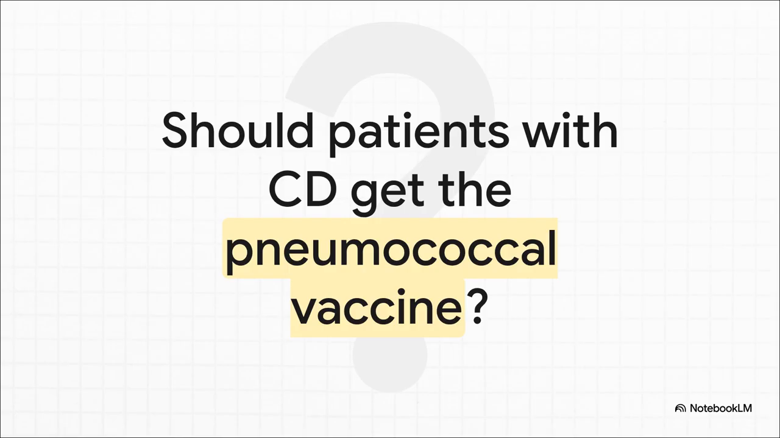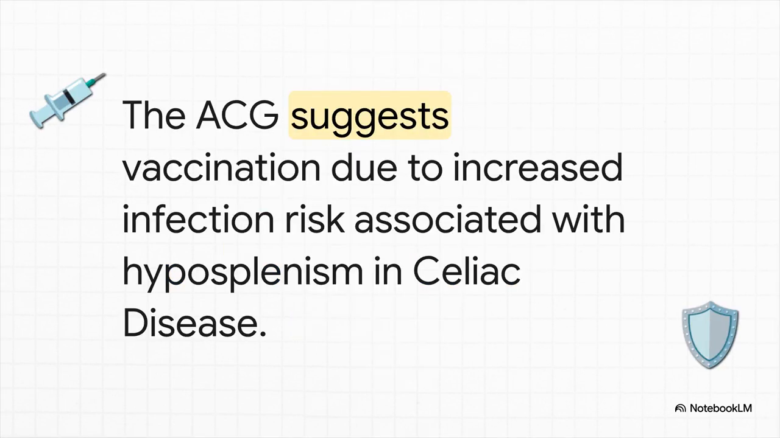You know, this next question really highlights the fact that celiac isn't just a GI disease. It makes you wonder, are there other preventative care measures we should be thinking about for these patients? And the answer is yes. The ACG suggests pneumococcal vaccination, and this is such a great clinical pearl. The reason is that up to a third of adults with celiac can have something called hyposplenism, putting them at a higher risk for infection from certain bacteria. So this is a really important one to remember.